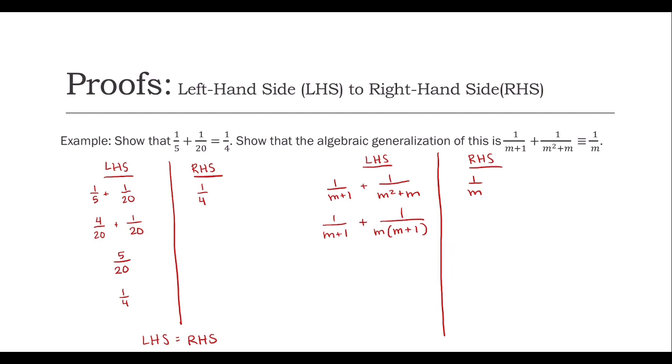So to get a common denominator, we'll multiply our first fraction by m over m. So then we have m over m times m plus 1 plus 1 over m times m plus 1. We'll combine these fractions to get m plus 1 over m times m plus 1. And then we can divide the top and bottom by m plus 1 to get 1 over m, which is the same as our right-hand side. So we've proved that our left-hand side is equal to our right-hand side.